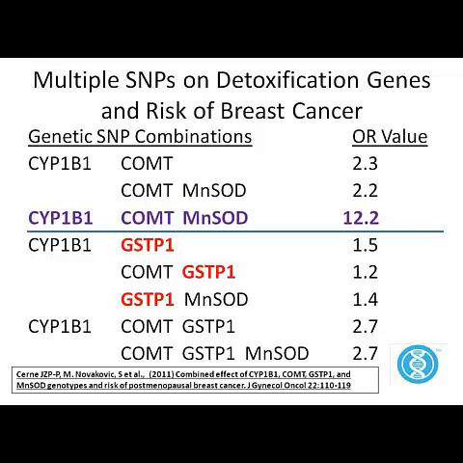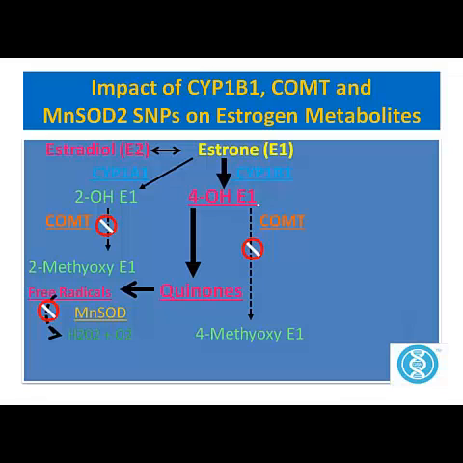For 3 SNP combinations, for example CYP1B1, COMT, and GSTP1, or COMT, GSTP1, and MNSOD, the OR values were likewise greater than 2. What accounts for a 12-fold increase in breast cancer risk among postmenopausal women for the SNP combination of CYP1B1, COMT, and MNSOD? Maybe the graphic we used previously to review estrogen detoxification will help with your understanding.